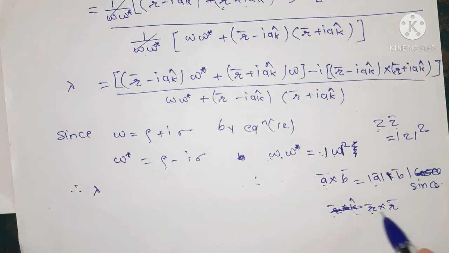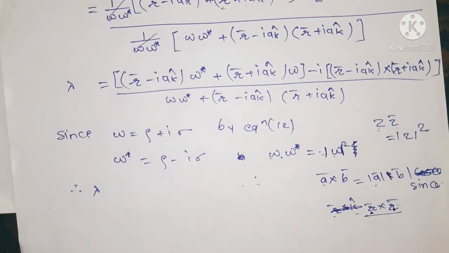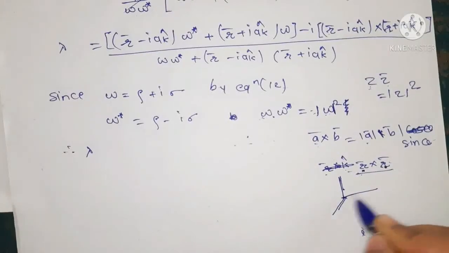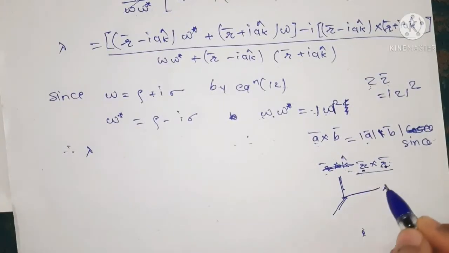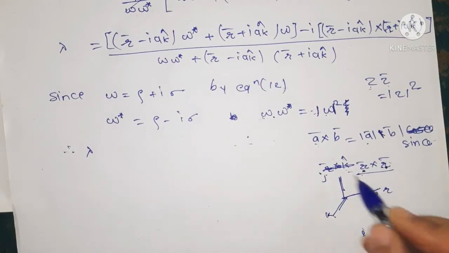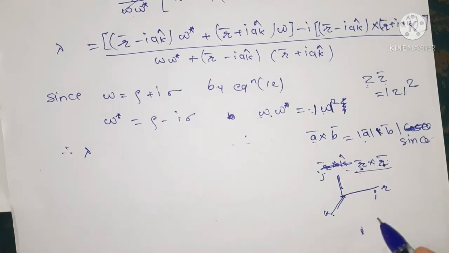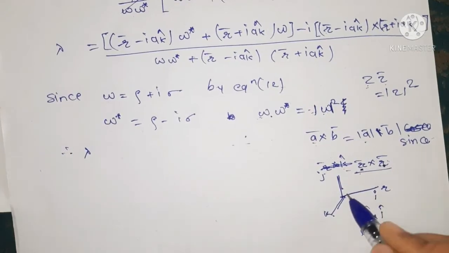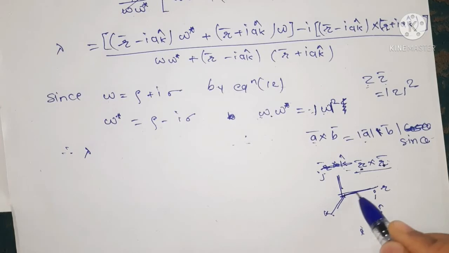When r bar cross r bar is there, the cross product of r bar cross r bar will be equal to what? Because the angle between r and r will be equal to 0. So this is r, and r bar cross r bar, or we can say i, j, k as xyz components. When we take i cross i, the angle between i and the vector itself on the ith component will be 0.